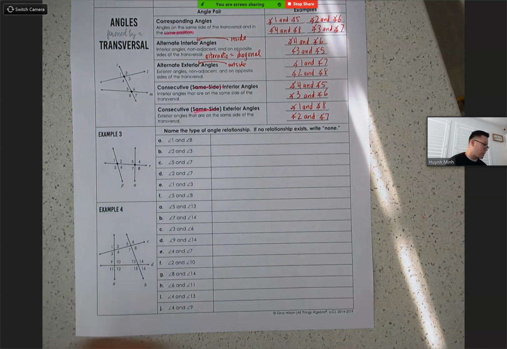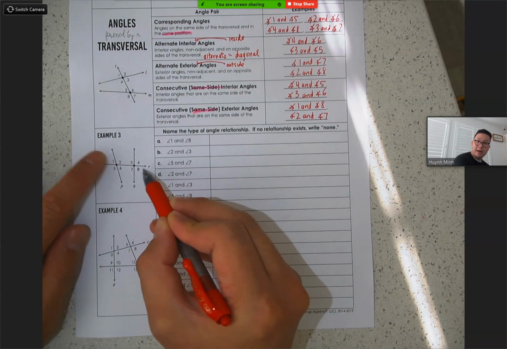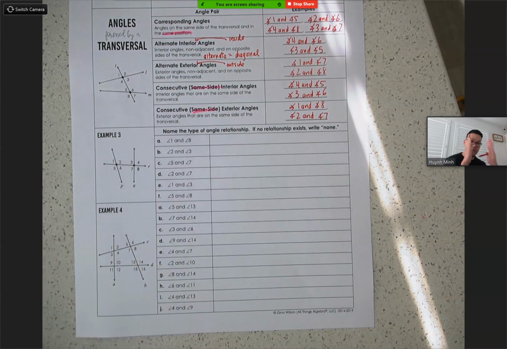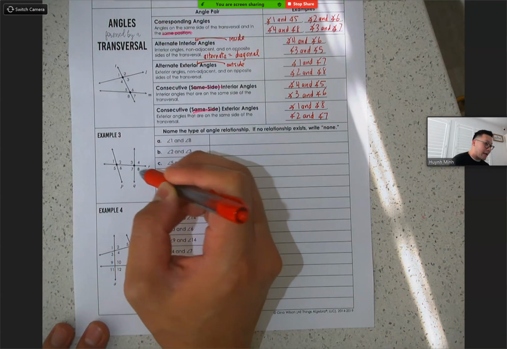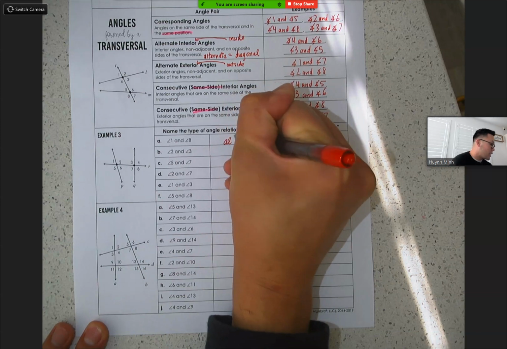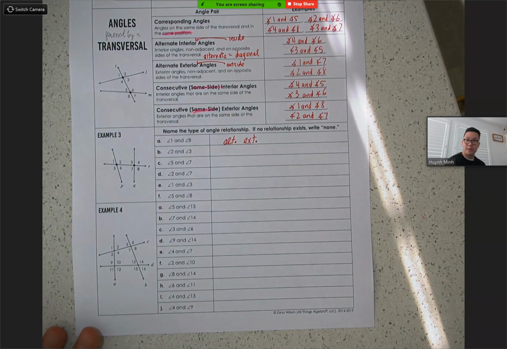So the very first one. Let's start with 1 and 8. If I look right over here, they're on the outside of the lines. They're outside, that's sandwich, so that's an exterior one. And since they're exterior and they're diagonal from each other, this would be alternate exterior. Notice I'm shorthanding it, so that way it's less writing.